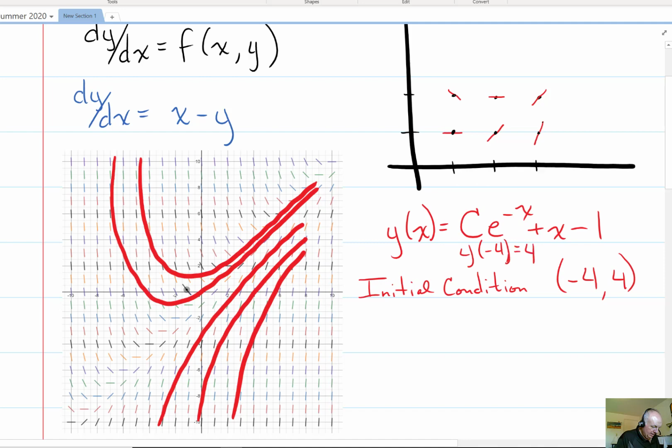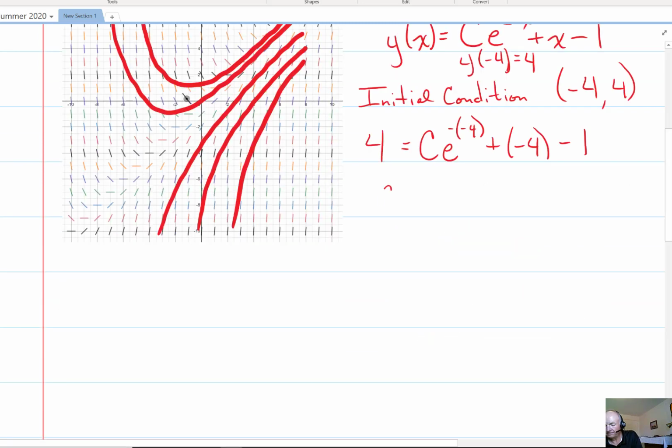So we need to figure this out. Let's do a little work to figure out what C needs to be. And remember, the process is this: if we plug negative 4 into the equation, we want to end up getting 4 out of the equation. What C does that for us is the question. With just a little bit of algebra, we end up getting C equals 9 over e to the 4th, which is approximately equal to 0.1648.